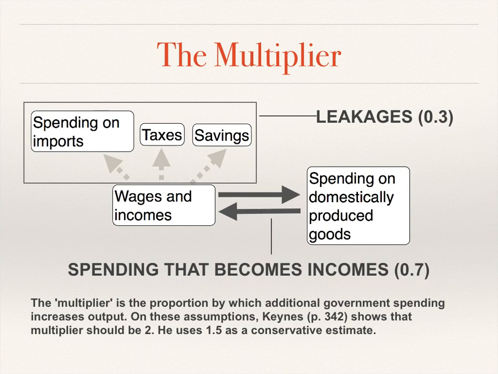Then, once you figure out what assumptions you want to make about leakages and spending that becomes income, you can calculate the multiplier being the proportion by which additional government spending increases output, or the coefficient, what you need to multiply government spending by to figure out what its effect on output is. On the assumptions here, and because he remembers from his school days how to sum an infinite series, Keynes can show that the multiplier should be 2. If 70% of spending becomes incomes, then you get a multiplier, an effect on output of government spending of 2. And that seems like a good deal, but he uses 1.5 as a conservative estimate, and then talks through why he feels it's sensible to increase government spending and loan-financed government spending if that's a reasonable figure.